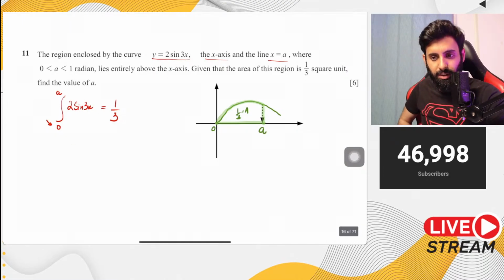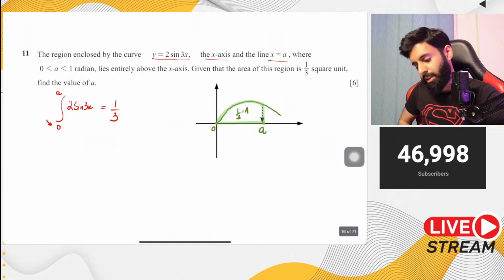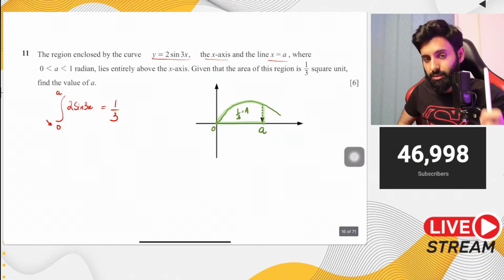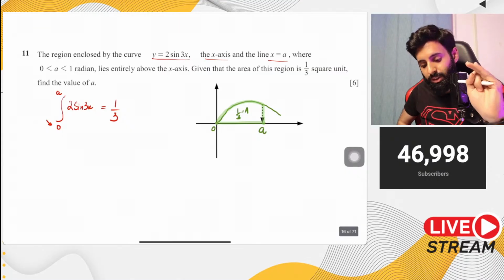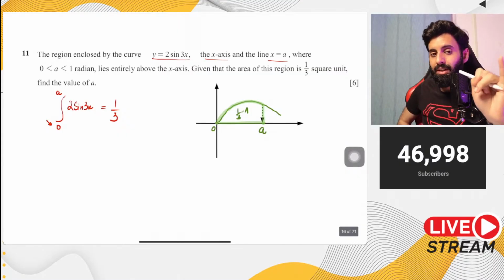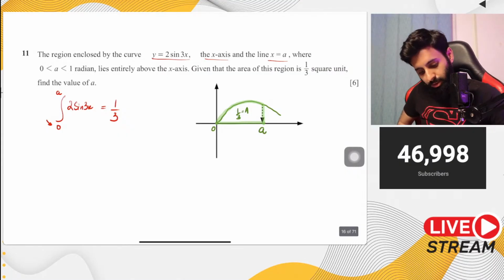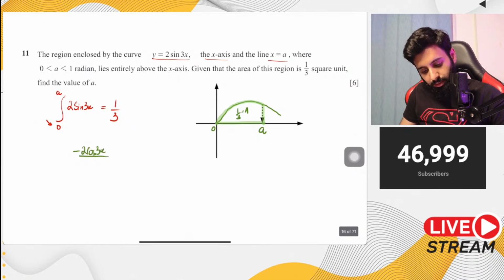What will be the integral of sine? Now remember it this way: the differential of sine is cos, the differential of cos is minus sine, that means the integral of sine would be minus cos. So minus 2 cos 3x divided by the differential of the angle, which is 3, within the limits a and 0 is equal to 1 upon 3.